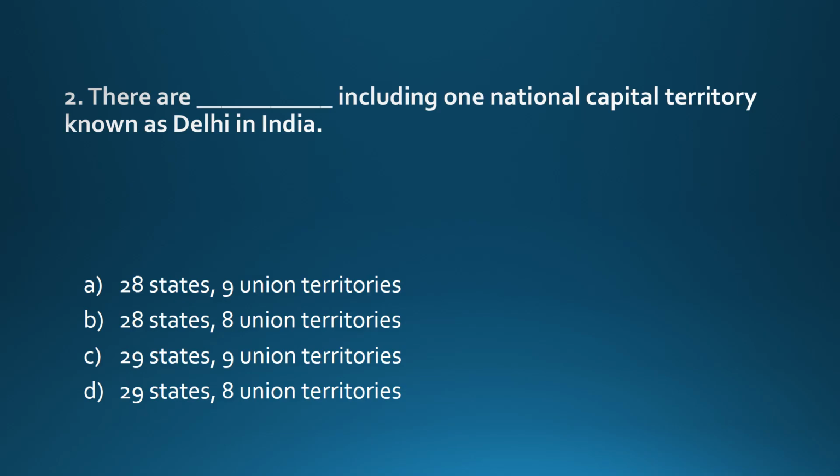Question number 2, there are dash including one national capital territory known as Delhi in India. Option A, 28 states, 9 union territories. Option B, 28 states, 8 union territories. Option C, 29 states, 9 union territories. Option D, 29 states, 8 union territories. Correct answer is option B, 28 states, 8 union territories.